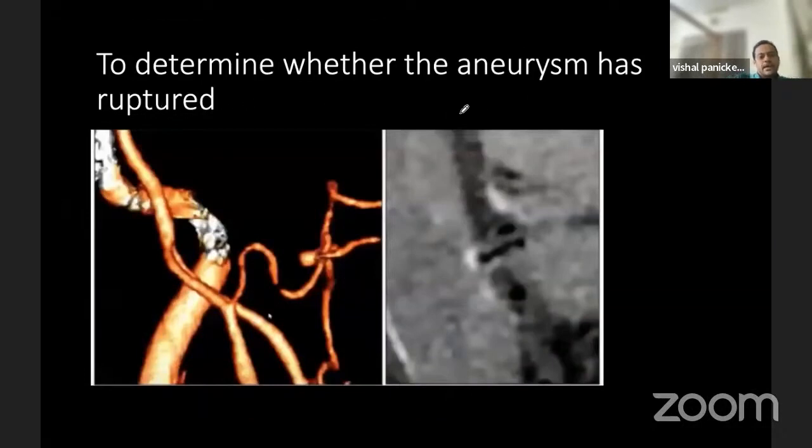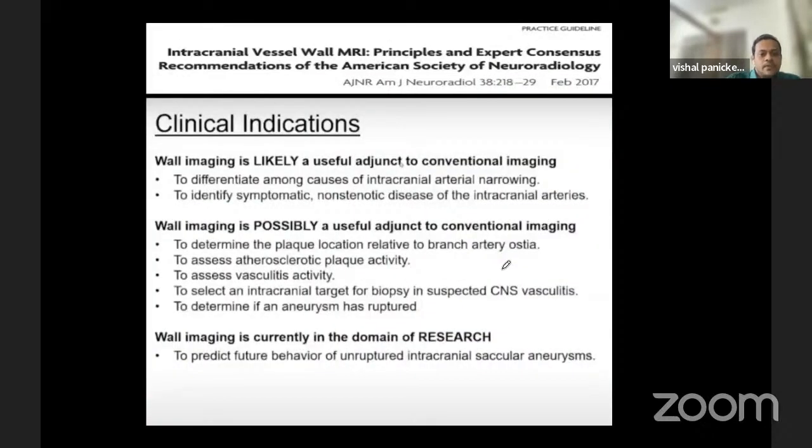We can determine whether an aneurysm has ruptured or not from the vessel wall imaging. In a patient presenting with a thunderclap headache and MR imaging showing an aneurysm, or at investigation there is no evidence of bleed, the vessel wall imaging showing hyperintensity along the aneurysmal wall is suggestive of rupture of the aneurysm, and it also predicts that these aneurysms have a high risk of rupturing.